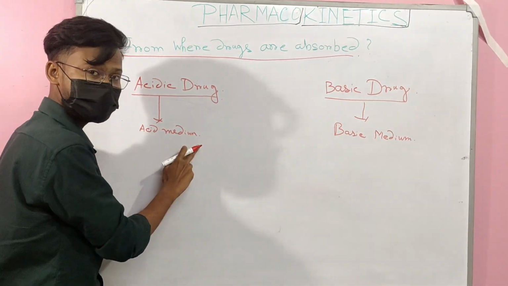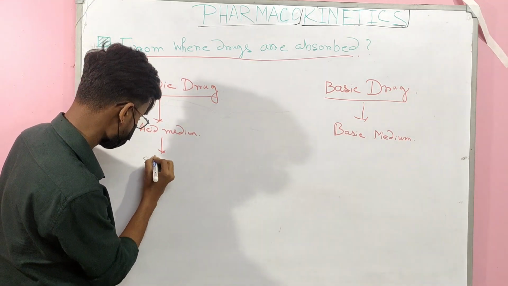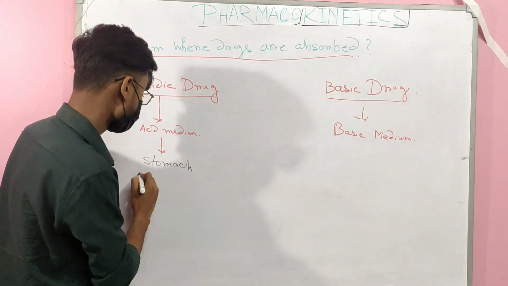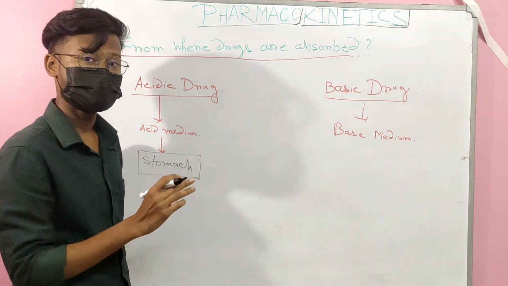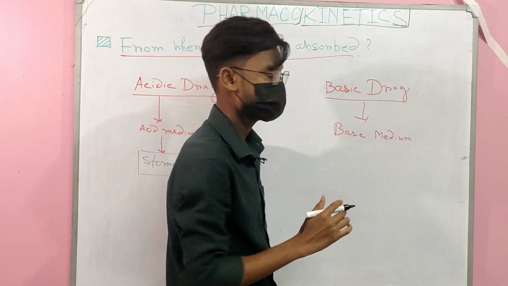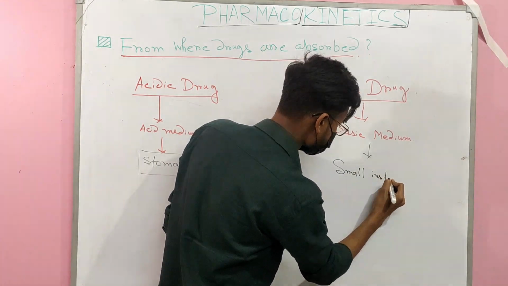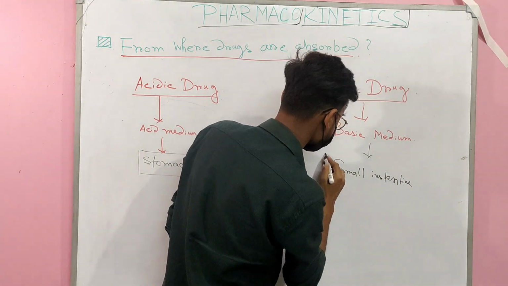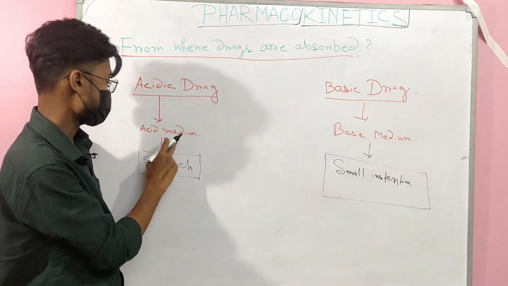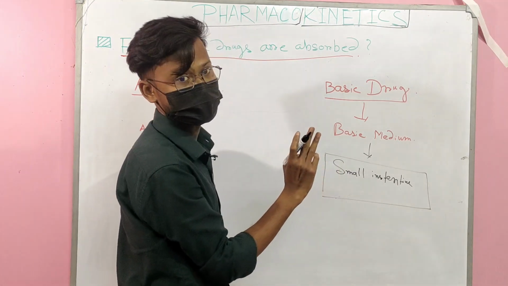Acidic drug is absorbed from acidic medium. In our body, the acidic medium is the stomach. So acidic drug is absorbed in our body from the stomach. And basic drug is absorbed from basic medium. In our body, basic medium means the small intestine. So acidic drug is absorbed from the stomach, and basic drug is absorbed from the small intestine.